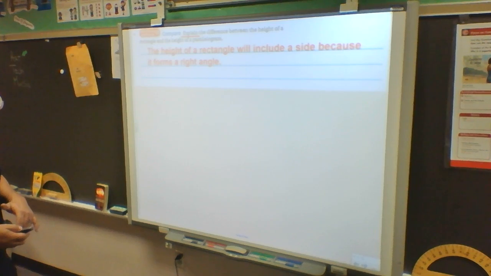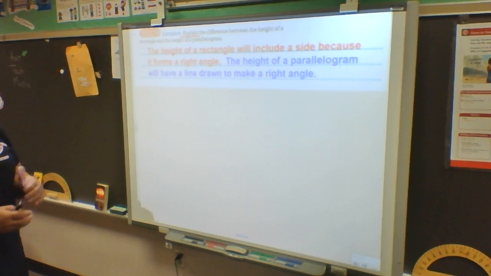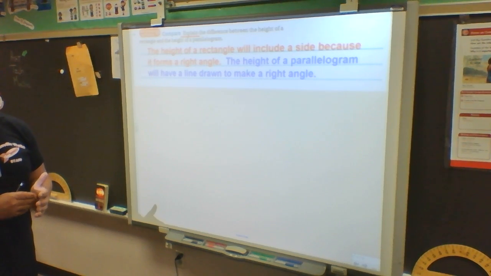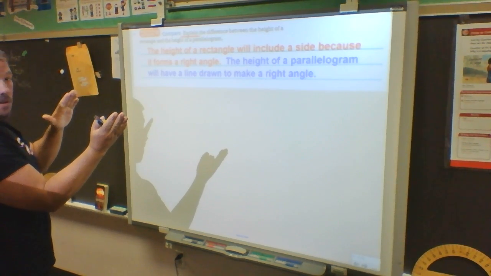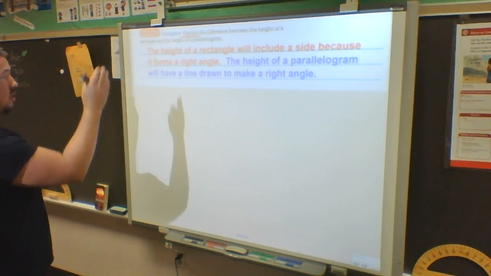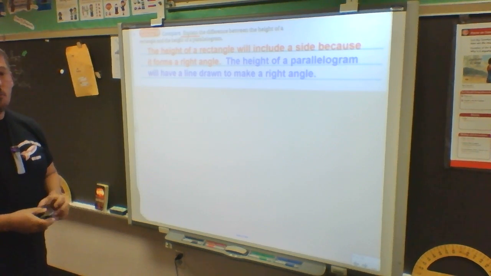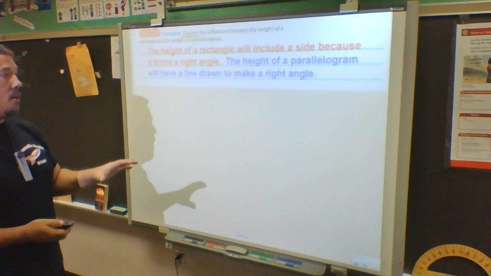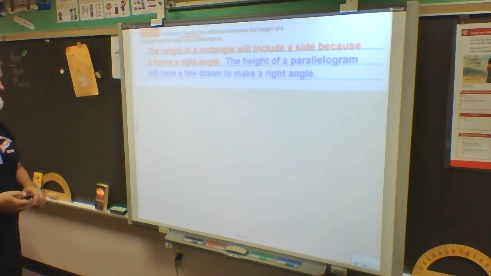If you're ready, then it says to also talk about a parallelogram. Well, the height of a parallelogram will have a line drawn to make a right angle. So that's the difference. Once again, a parallelogram leans. It's kind of like the rhombus I was talking about. So they're going to usually draw a dotted line to show you the height of that parallelogram. If you're not finished writing down that information, please pause the video. If not, we're going to move on.